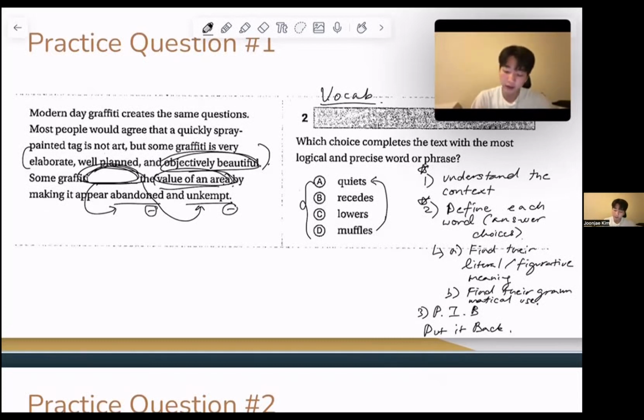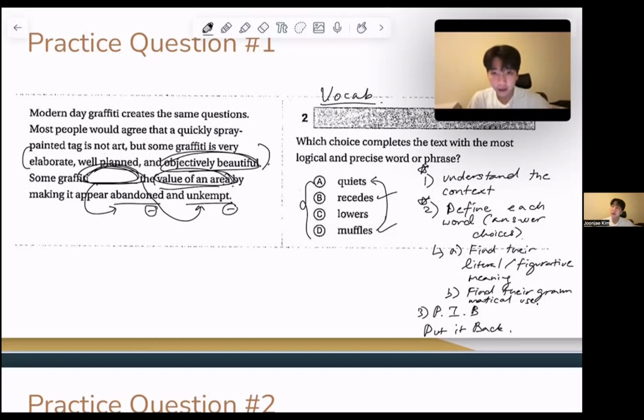So right now, B and D, these two answer choices, are probably not going to be the correct answer just by looking at the definition, right? But now we also have to find a grammatical use, right? So quiets the value. Does that make sense grammatically? Well, it could be quieting some part of the value. We don't know what it is, but technically, grammatically, it would make sense, right?